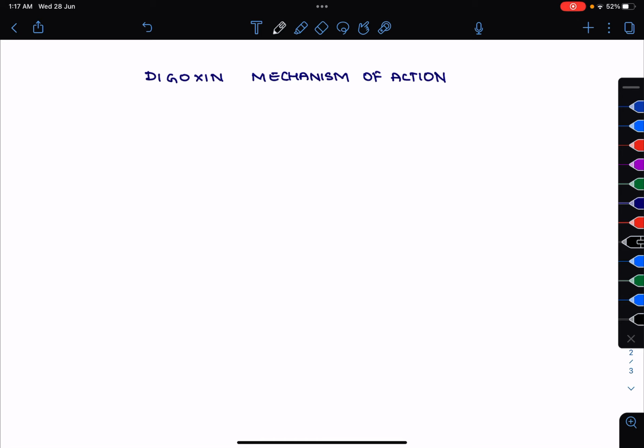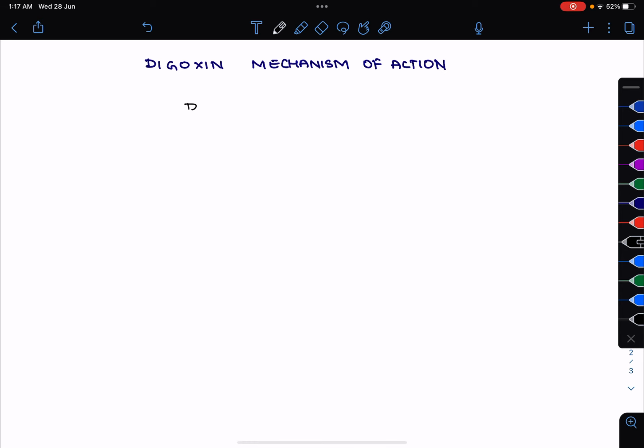So, whenever you give digoxin, what it does is it binds to the sodium potassium ATPase pump in the heart. So basically it will bind to this and inhibit the sodium potassium ATPase pump activity.